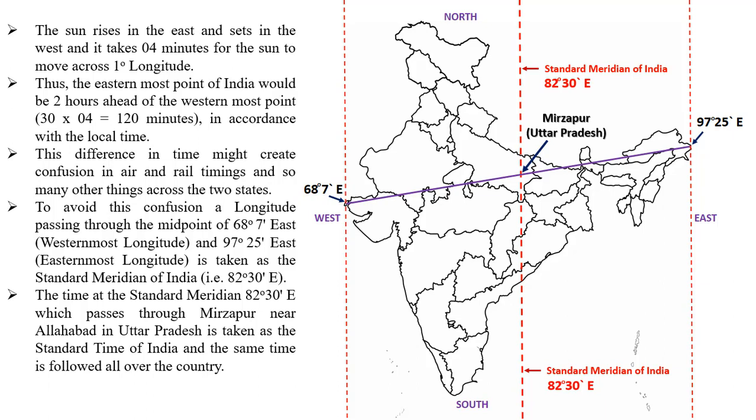So hopefully, the topic must be clear to you all, and you must have got the answer to your question, why the standard meridian of India at 82 degree 30 minutes east is considered as the standard meridian of India, and how and why we are following the same timing throughout the country. If you have understood the topic, great.